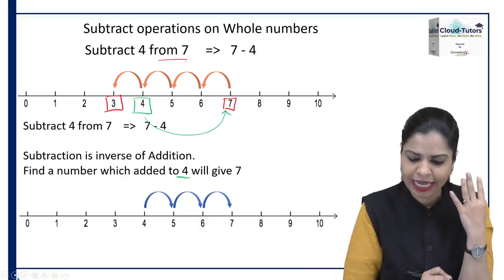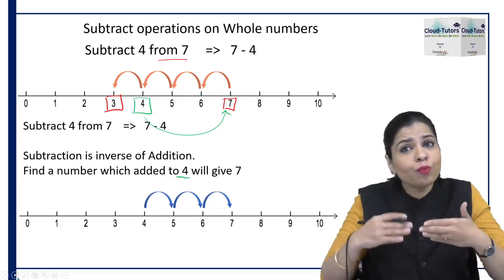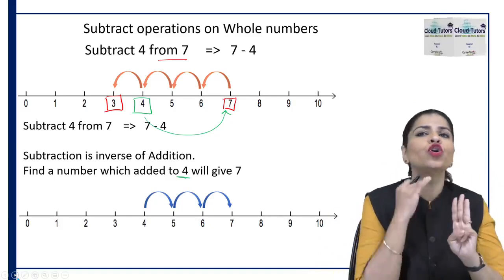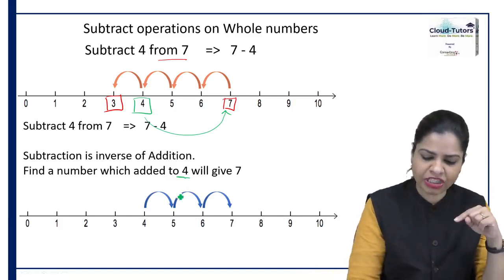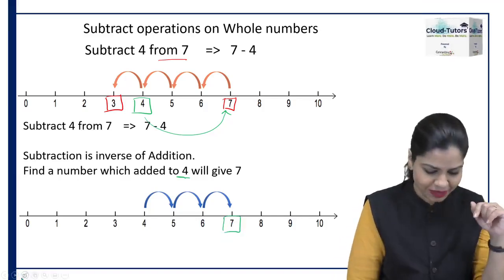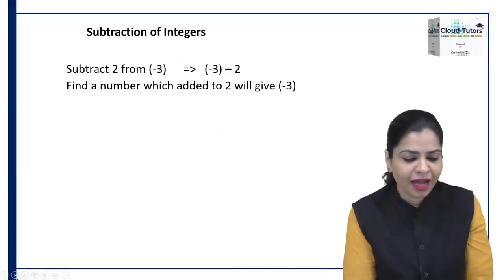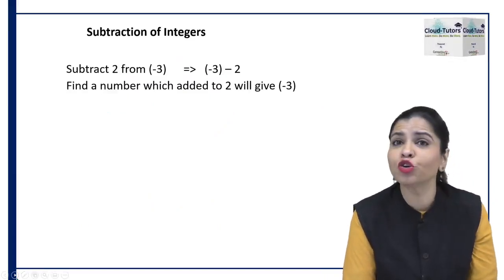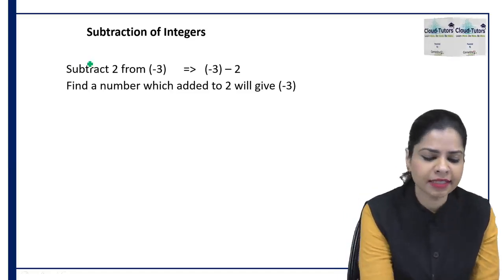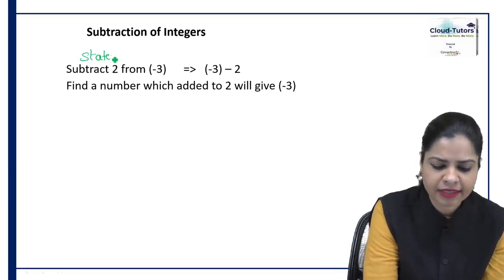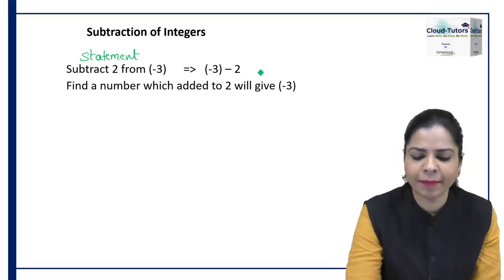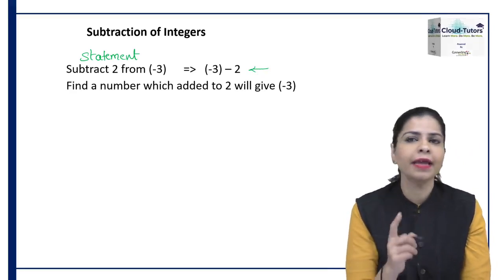So let's see again with the help of a number line. I need to move forward how many steps? 3 steps. So if I add 3 to 4, it will give me 7. So I jump 3 positions to give me 7. Clear? Good job. We are going great. So the next question here is subtract 2 from minus 3. How do we write it mathematically? This is in the statement form, but this is mathematically written: minus 3 minus 2.